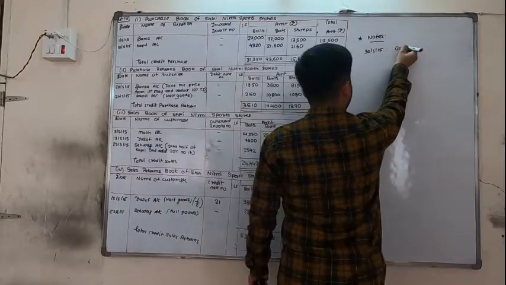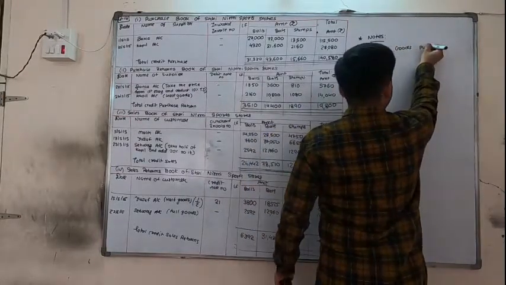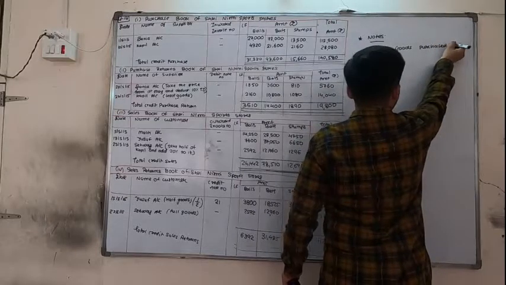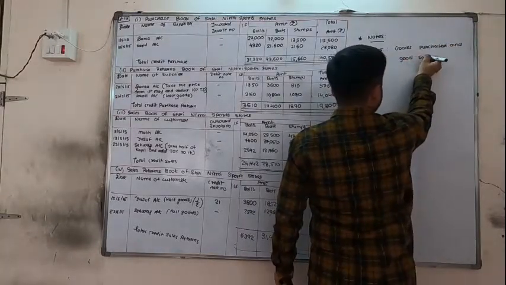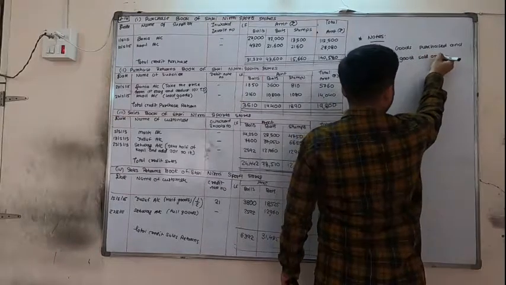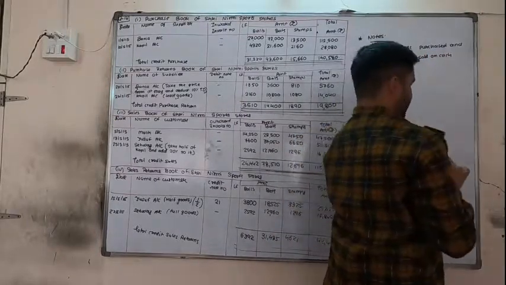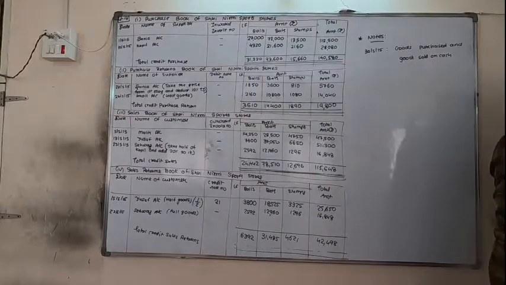Now for notes, only the last transaction, 35,50: goods purchased and goods sold on cash, nothing else. All the transactions we have recorded.